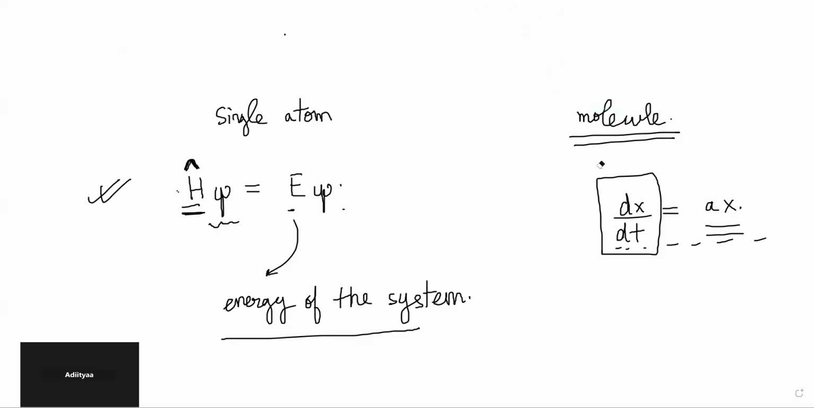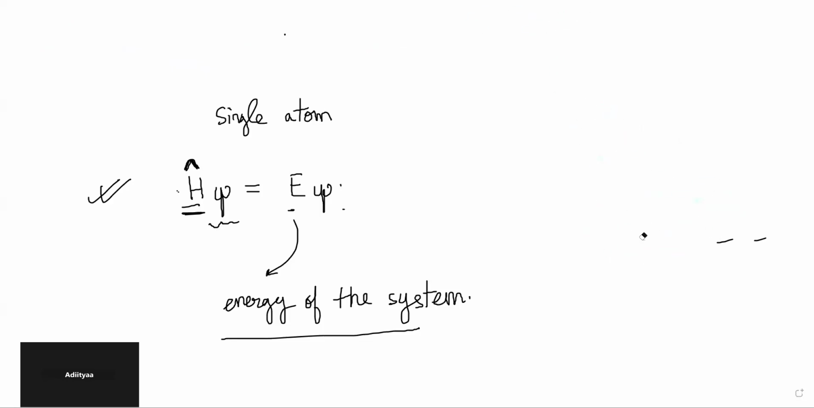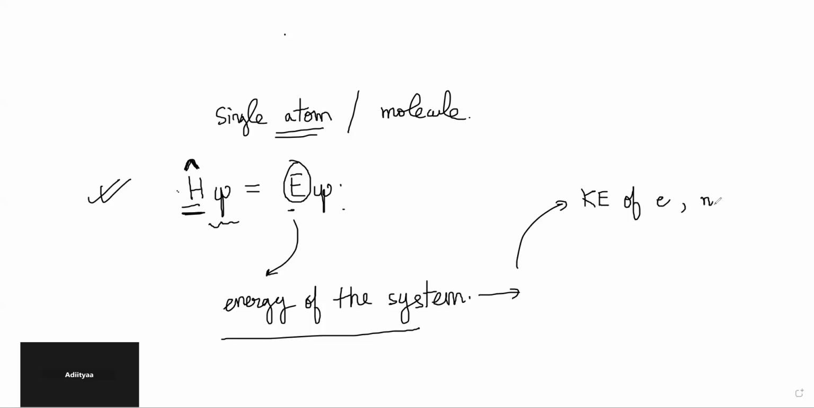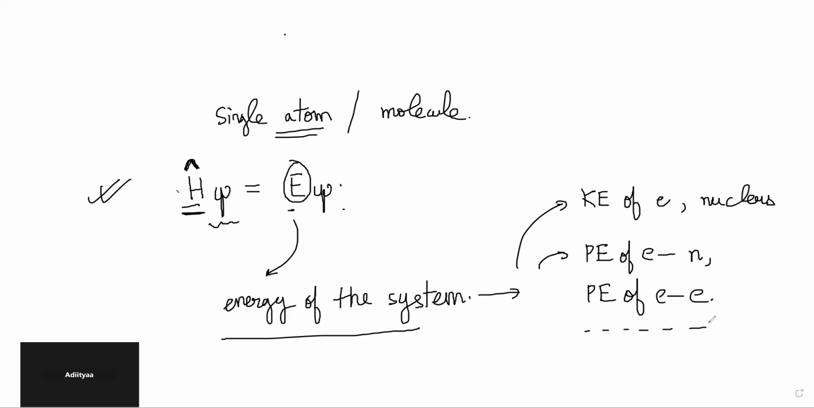So this equation, if you write it for whatever system you are trying to study, whether it is a single atom or a molecule, then for more complex systems the energy will have more terms. The energy of the system is going to include all types of energies: kinetic energy of electrons, even kinetic energy of the nucleus, because that will also be vibrating. Then it will include potential energy of electron and nucleus, and so on. Potential energy is usually K Q1 Q2 by R.